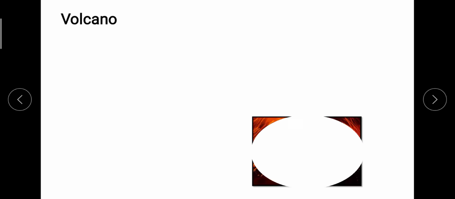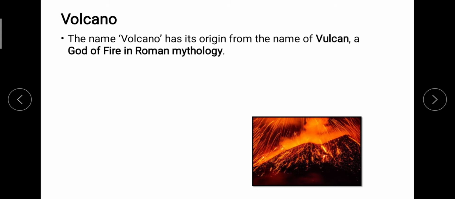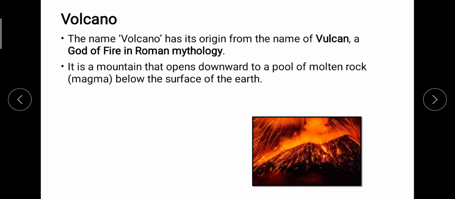A volcano is basically a type of hill or mountain which has a specific kind of pool inside it, which is made up of molten rock. And this particular pool is inside the earth's surface.